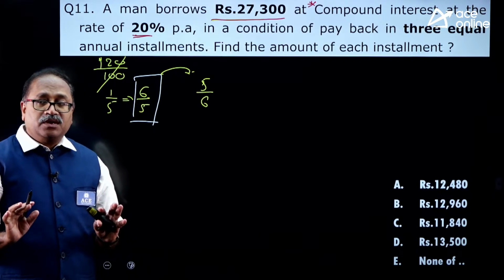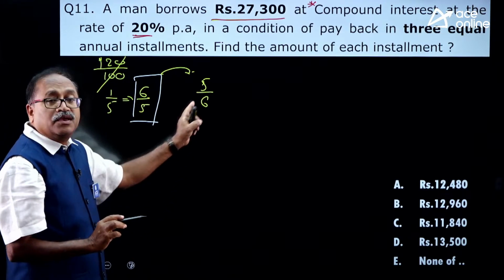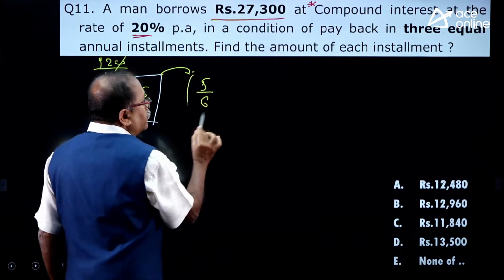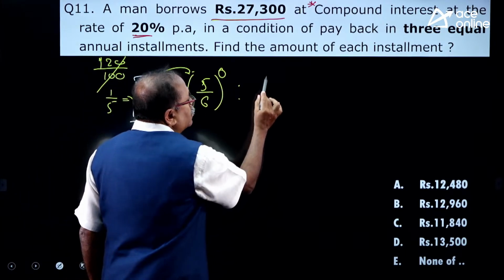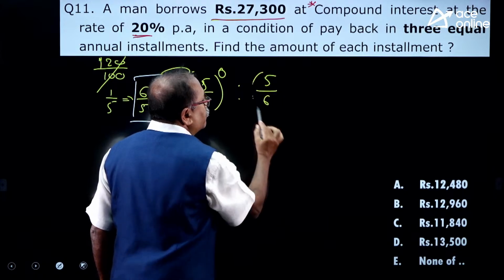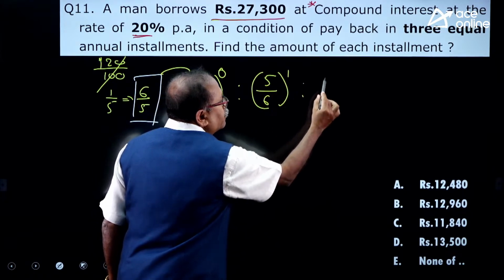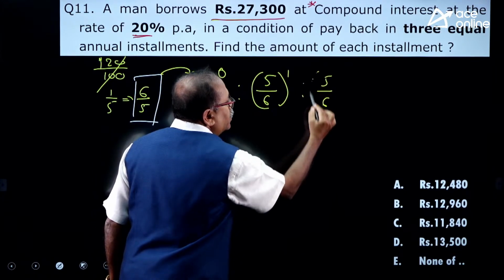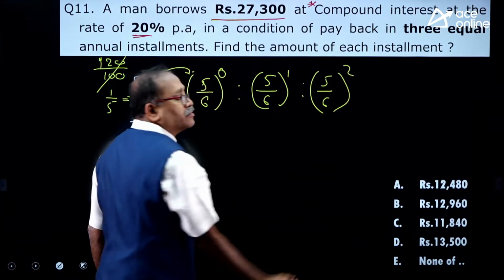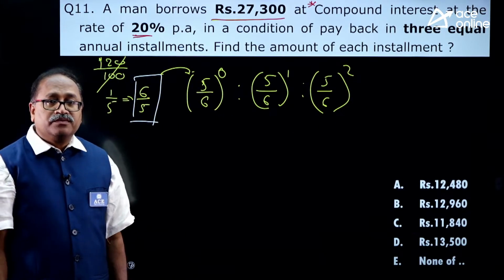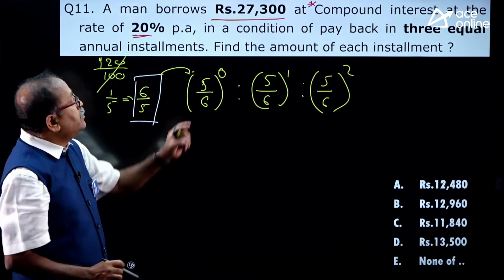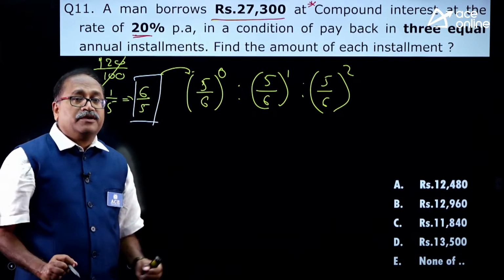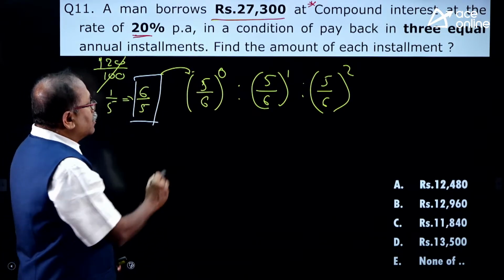Up to this, it's clear to all of you. So I will take the 3 figures, 5 by 6 to the whole power 0 is to 5 by 6 to the whole power 1 is to 5 by 6 to the whole power 2. That will be your ratio, and from there we make a fraction with which I need to multiply 27,300. That is the principal.